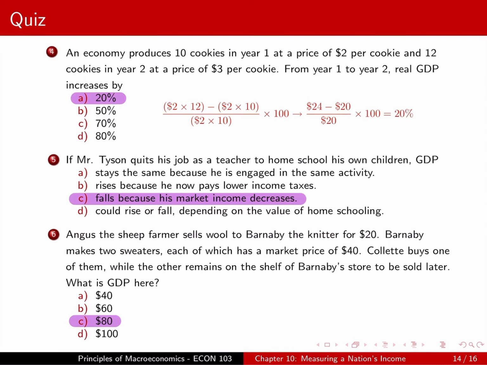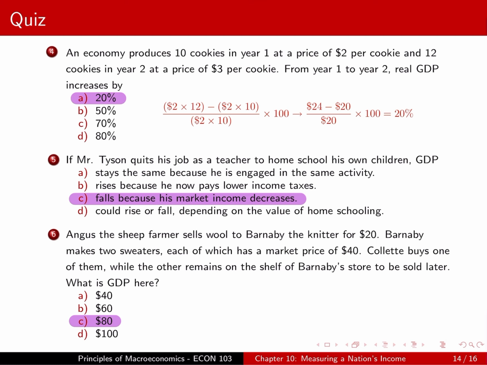Question number 5. If Mr. Tyson quits his job as a teacher to homeschool his own children, what happens to GDP? In this case, Mr. Tyson's income is eliminated when he quits his job. So there is no income generating to GDP. GDP will fall. So the answer is C. GDP falls because his market income decreases. Question number 6.